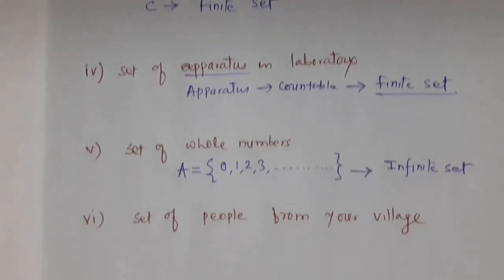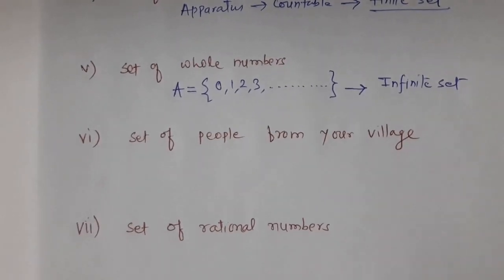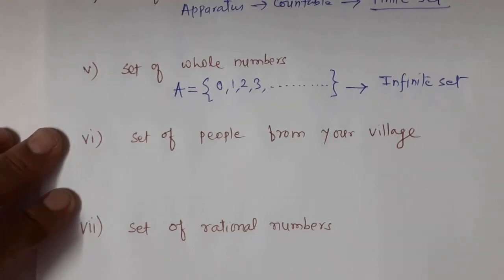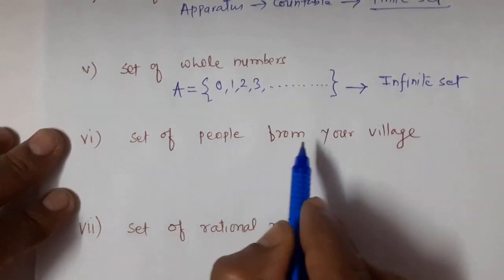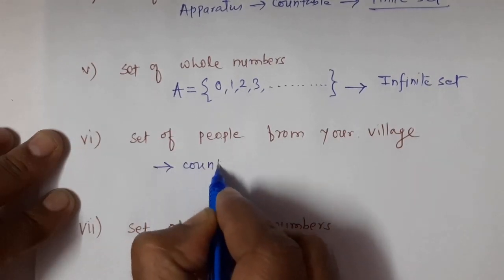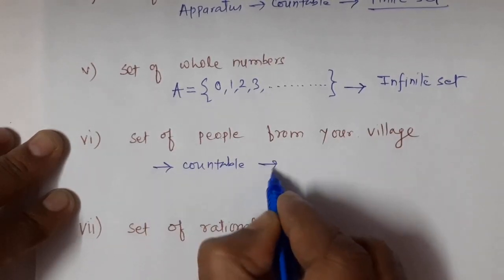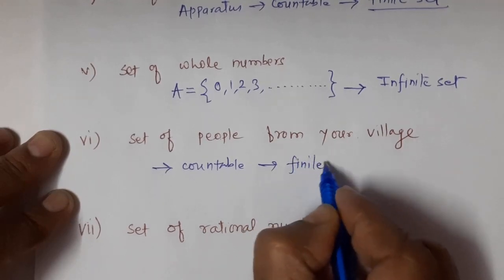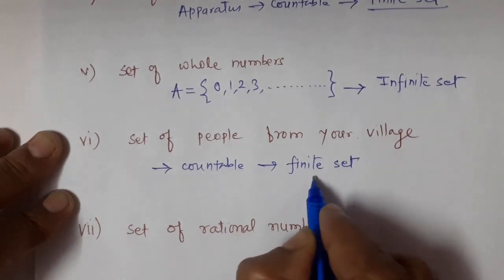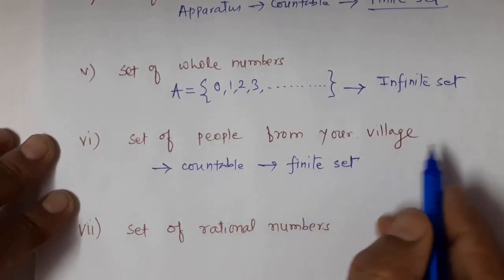Then the set of people from your village or town. In a census, when counting the people from a village, whatever the population of that village or town is, it is fixed, that is a countable one. So when you say the set of people from your village or town, that is countable, and that's why we can say it is finite. The strength is finite. That means every person is countable in that village or town.